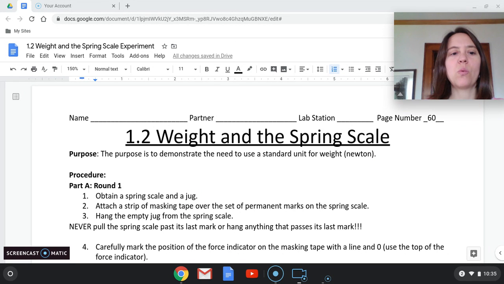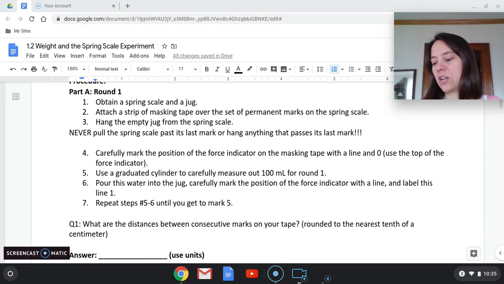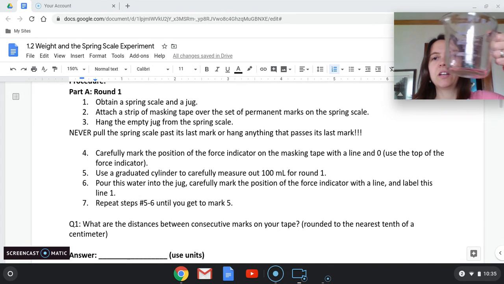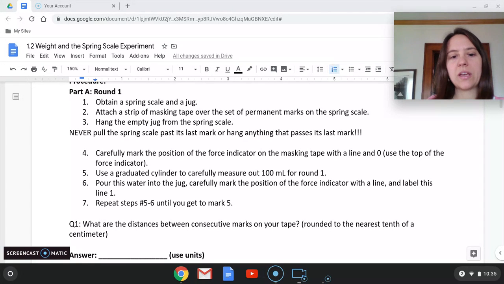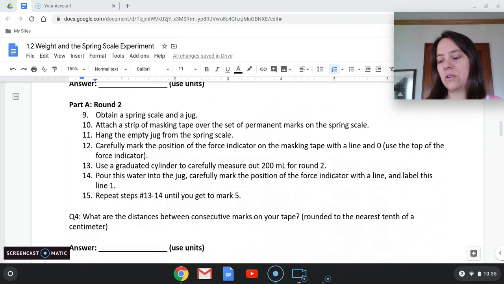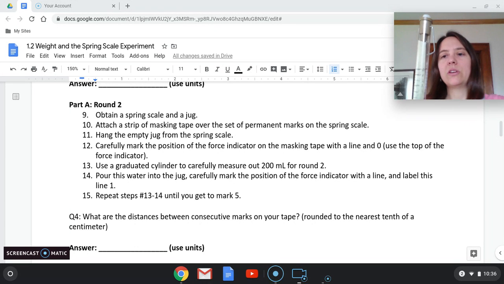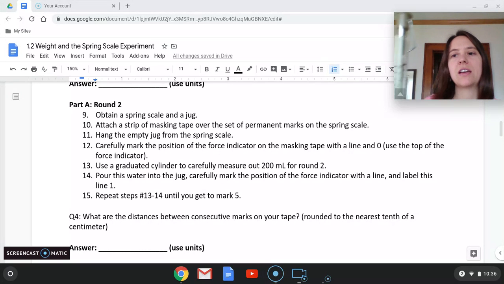This is Physical Science, Chapter 1, Forces, and we are in the 1.2 lab, Part 2. Previously in Part 1, we obtained a jug and a spring scale, and we marked the position of the spring scale at 0 with an empty jug, and then we added 100 milliliters 5 times, and we got that. We answered some questions, and then we did the same thing with the jug, except now we use the weight of 200 milliliters of water as our scale, and we got that.